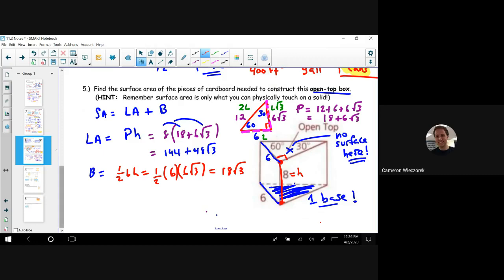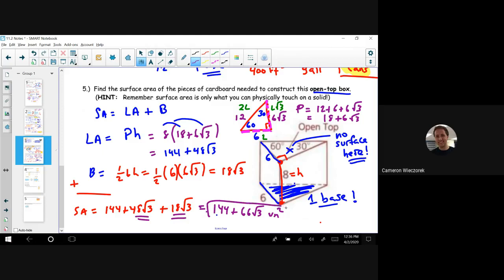So then my surface area, in this case, would just be adding these two together. Surface area is lateral area, 144 plus 48 rad 3, plus my base area was 18 rad 3. Those two are like terms because they both have a rad 3, so I can combine them together. This would be 144 plus 66 rad 3. And did they give us units? They did not give us units, so we can just write units squared.